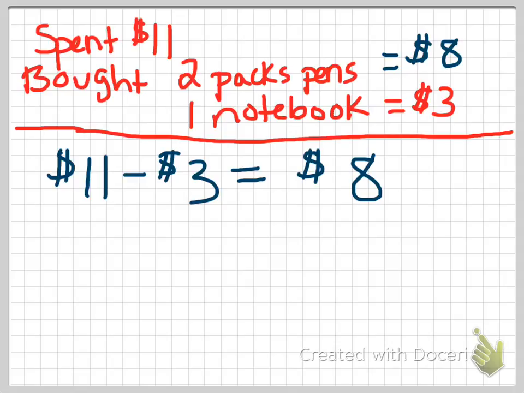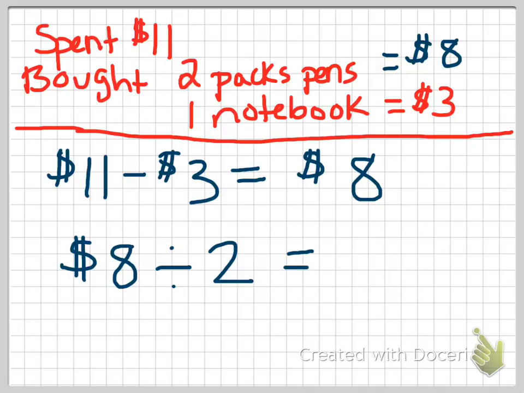Okay, you should be thinking about how you need to make 2 equal groups out of this $8. So you should have a number sentence that is $8 for the 2 packs of pens divided by 2, which should give you $4 for each pack. So the price of 1 pack of pens is $4.